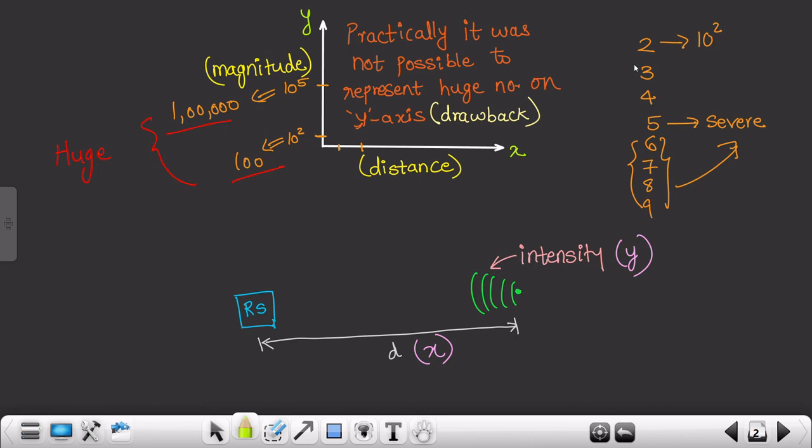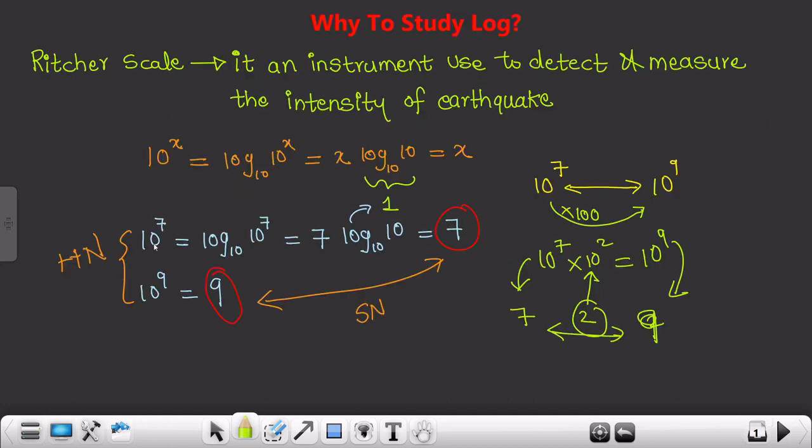Okay, but an earthquake of magnitude 5 or more than that is considered to be very much severe and disastrous, which unfortunately happened in Japan and USA. So what we saw, it was not possible practically to represent 1 lakh, 10 lakh and 1 arab on the y-axis. So to overcome this issue, we make use of log, and we learn one rule.